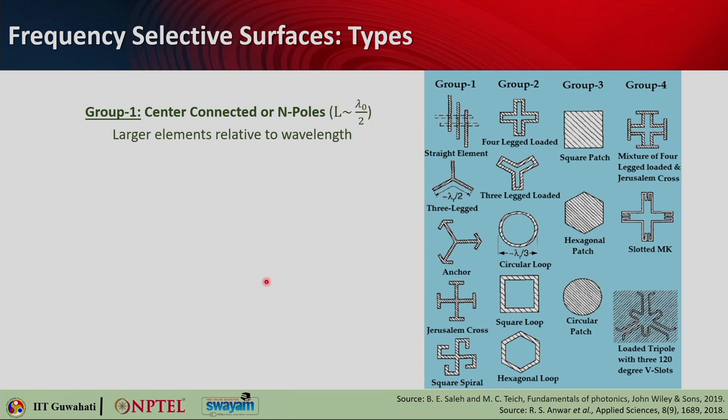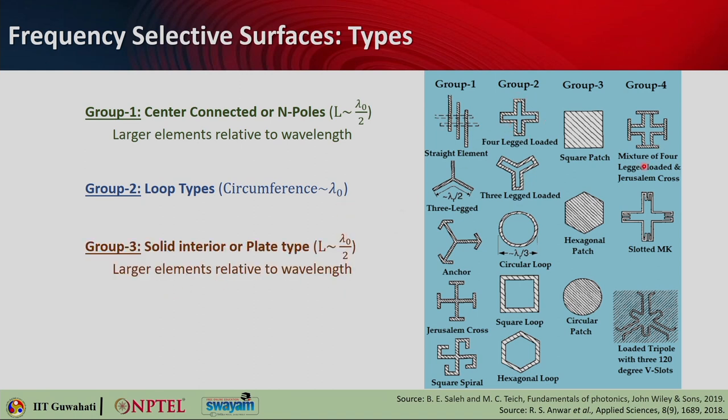So the classification can be done like this, the group 1 is basically center connected, as you can see. The length is basically kept as lambda naught by 2, okay. So this is the overall length, as you can see here. So here, larger elements relative to wavelength. Now in the loop type, the circumference is basically of the order of lambda naught. And in the solid type or the plate type, as you can see, there are different structures and designs possible for patch. You can have square patch, hexagonal patch, circular patch and so on. So here, the length of this is kept as lambda naught by 2.